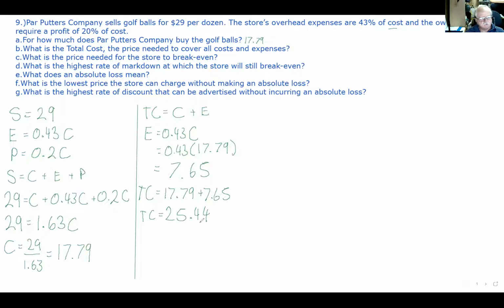Paul Winders asked, total cost will not cover profit, and that's correct. Total cost does not cover profit. Total cost is just cost plus expenses. Those are your actual costs. Your profit is above and beyond your total cost. So we've got the total cost. What is the total cost needed? We've decided that's 25.44.